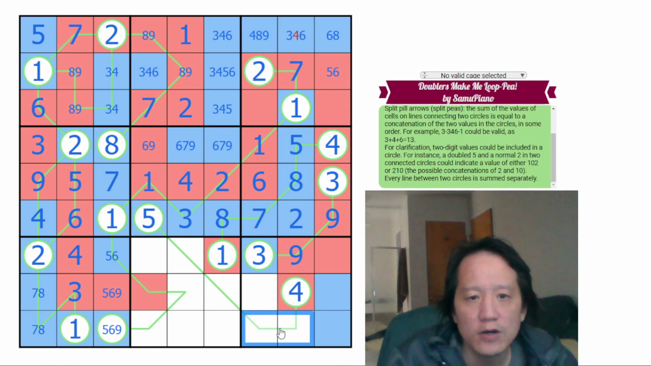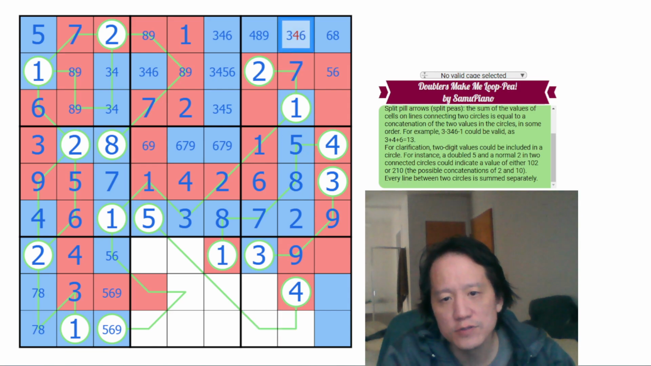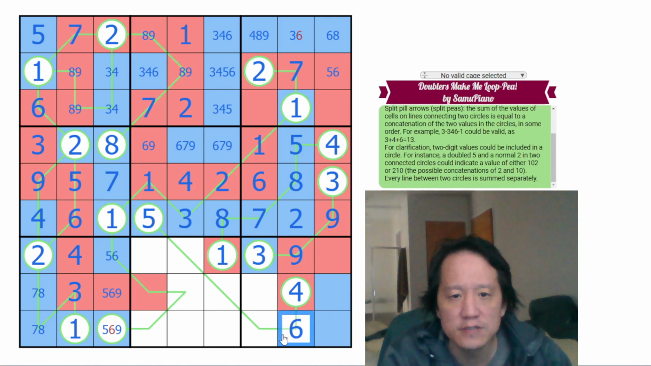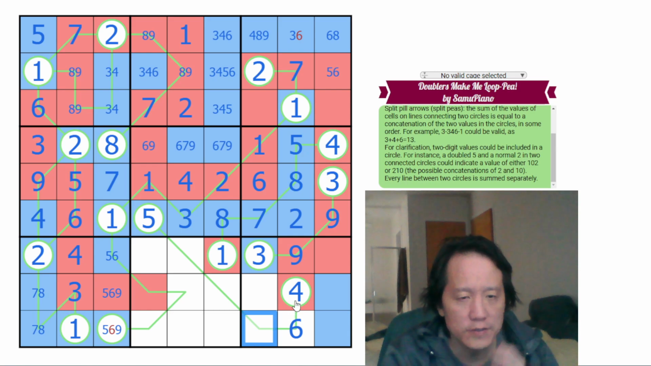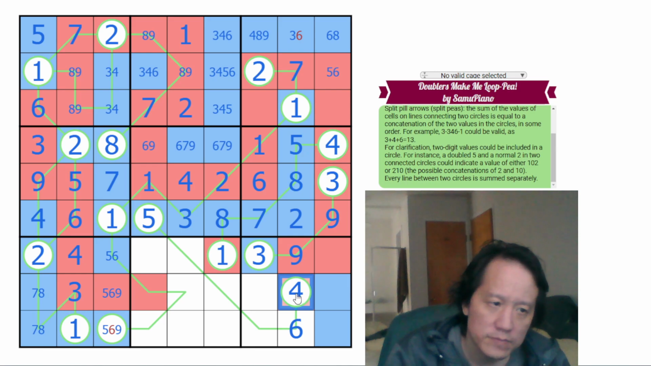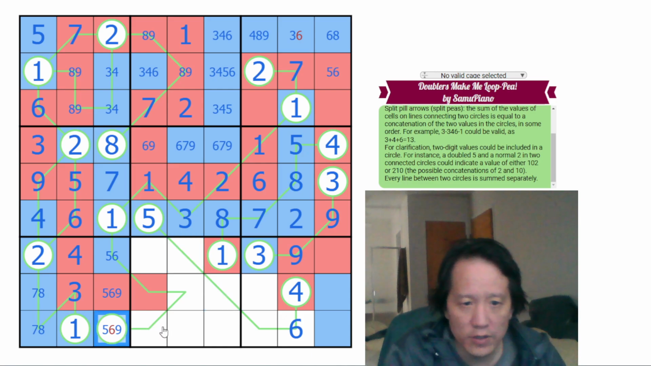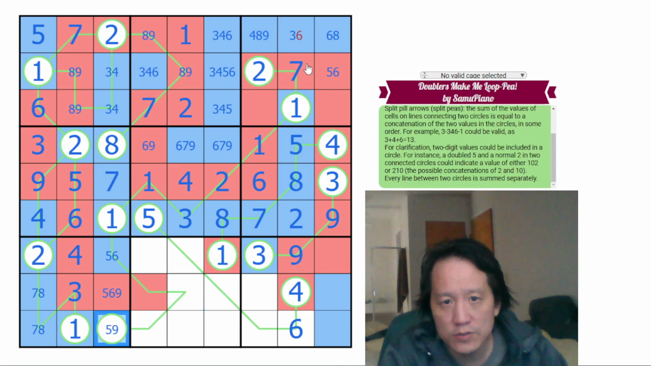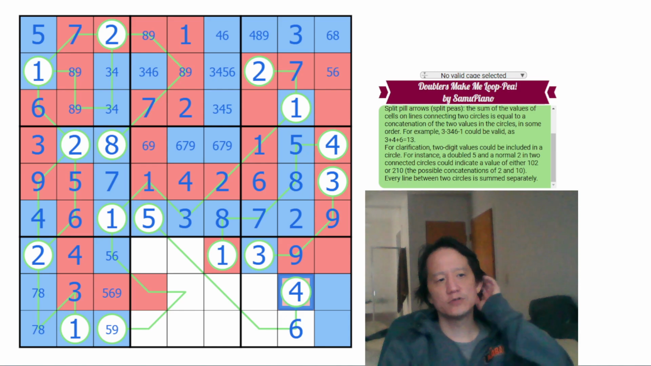This is 30. Oh wait, there's no 7. So this can't be 4 because it's Sudoku. This is a 3 or a 6. It can't be a 3. This is a 6. This is 58. Okay, so this can't be 6 because of Sudoku. This is a 3 because of Sudoku. This can't be a 3 because of Sudoku.